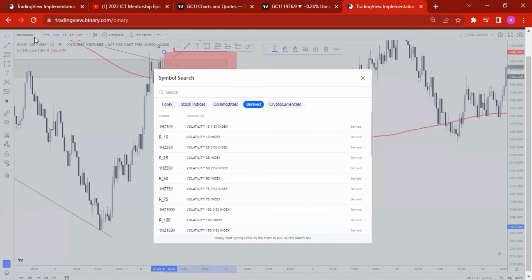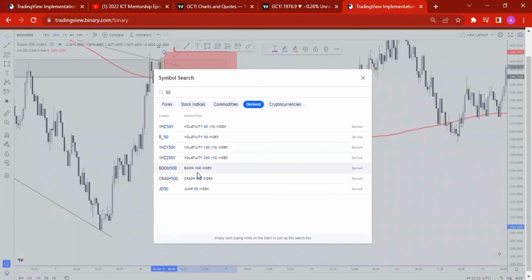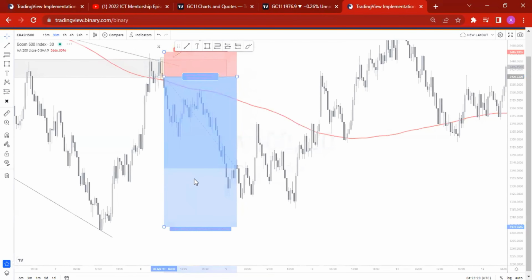Okay, so I actually saw something on Crash 500. It's a trade I analyzed yesterday, so I'm just going to explain it.